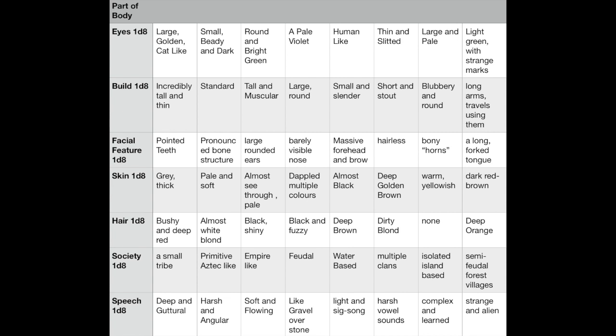Okay, so I could take this and I can say eyes. They have thin and slitted eyes. Build, they are incredibly tall and thin. And their skin is dappled, multicolored. And with a dappled, multicolored skin, you can now think about where that might exist in your world. I mean, a lot of animals use that for camouflage, so a dappled, maybe brown and white skin could be a race of people living in jungles.